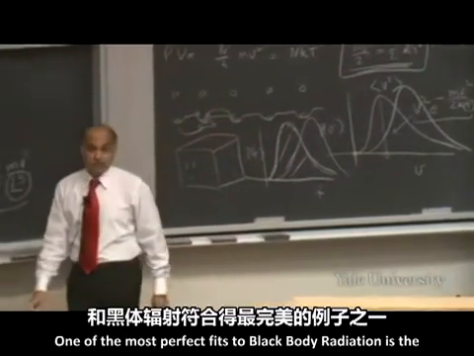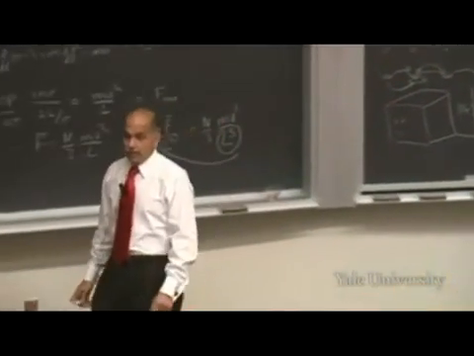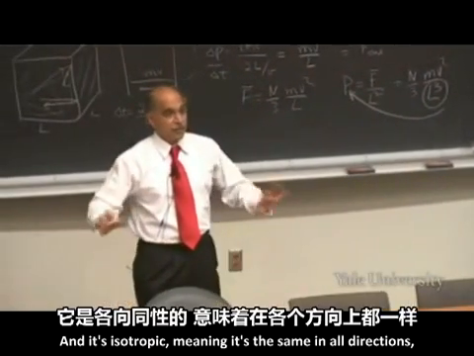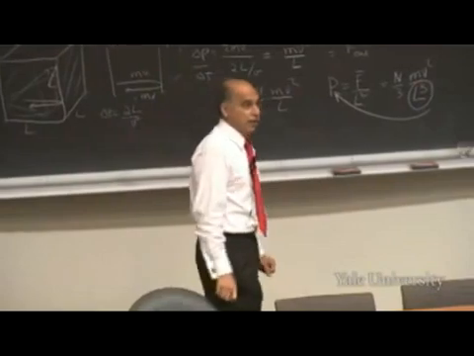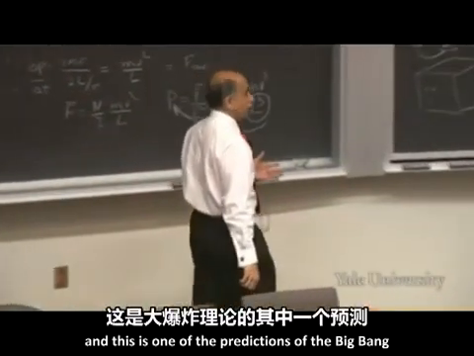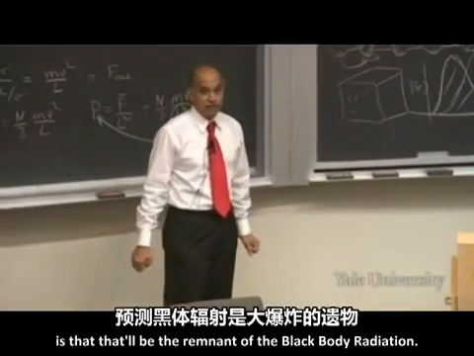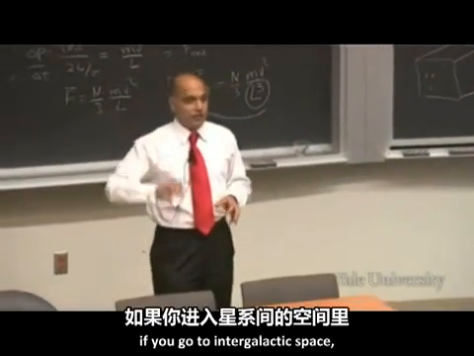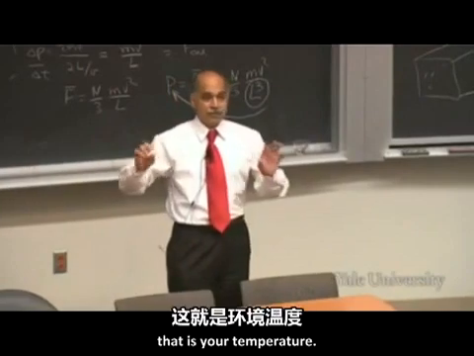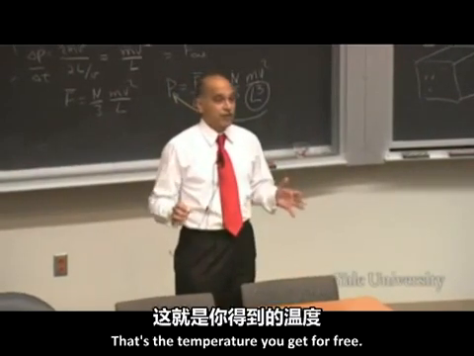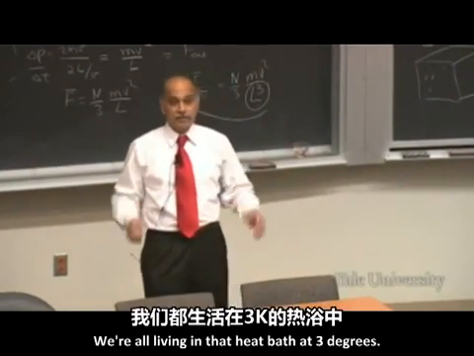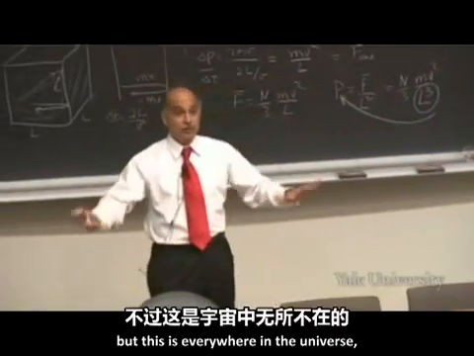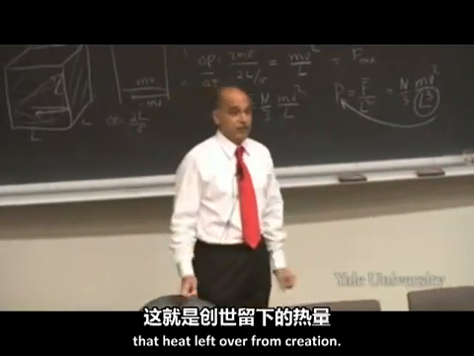One of the most perfect fits to black body radiation is the background radiation from the Big Bang. And it's isotropic, meaning it's the same in all directions. And this is one of the predictions of the Big Bang, that there will be the remnant of the black body radiation. Again, it tells you that in a sense, if you go to intergalactic space, that is your temperature. That's the temperature you get for free. We're all living in that heat bath at 3 degrees. You want more heat, you've got to light up your furnace, but this is everywhere in the universe, that heat left over from creation.